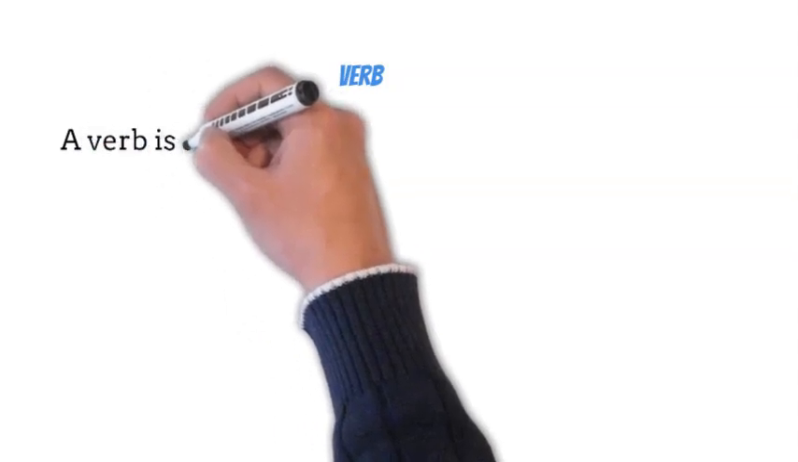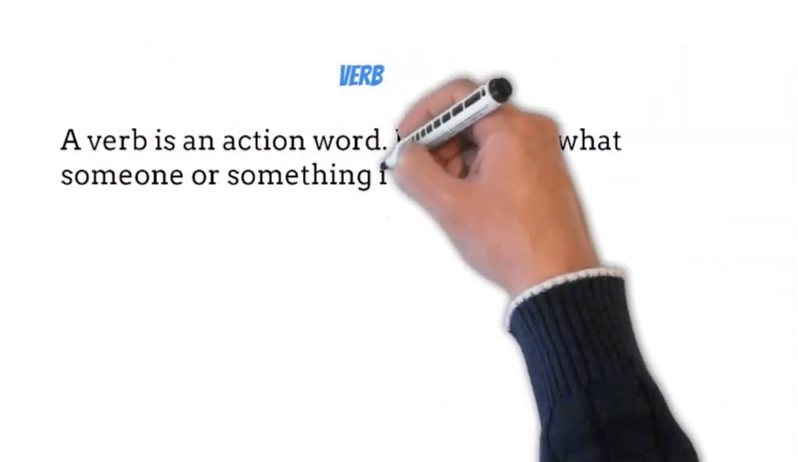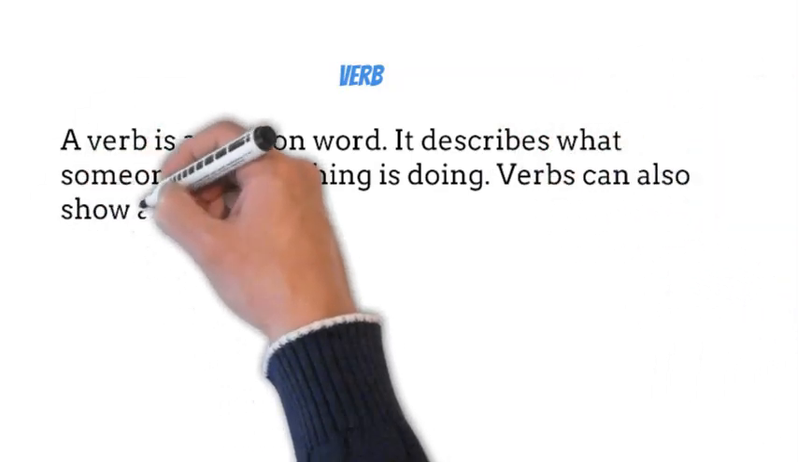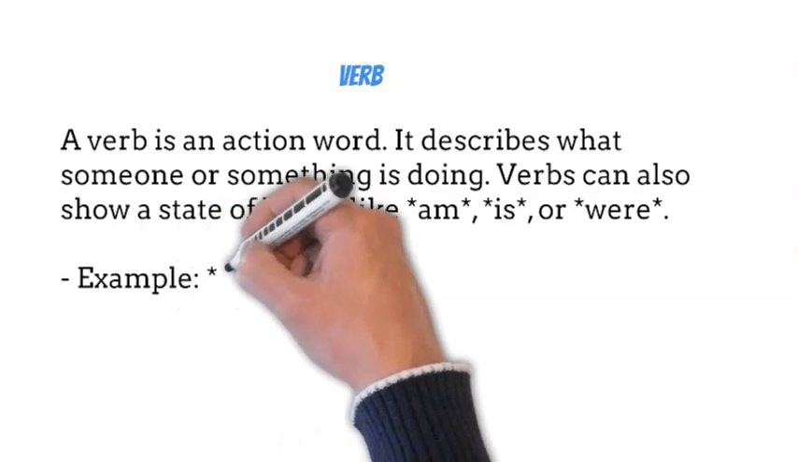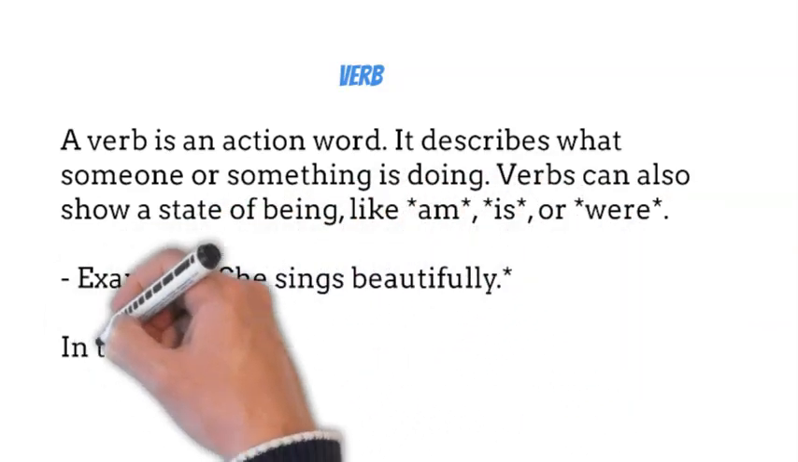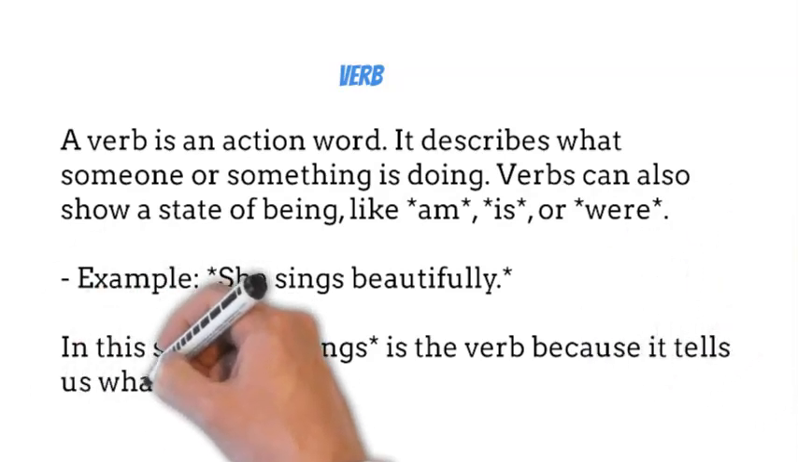Verb. A verb is an action word. It describes what someone or something is doing. Verbs can also show a state of being, like am, is, or were. Example, she sings beautifully. In this sentence, sings is the verb because it tells us what she is doing.